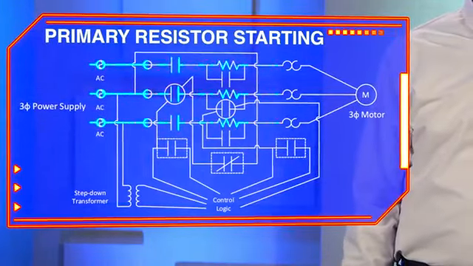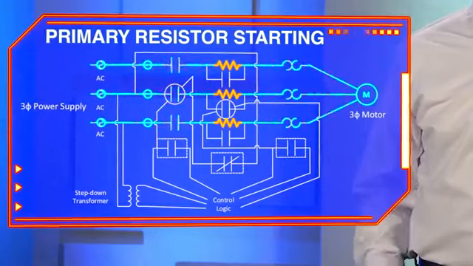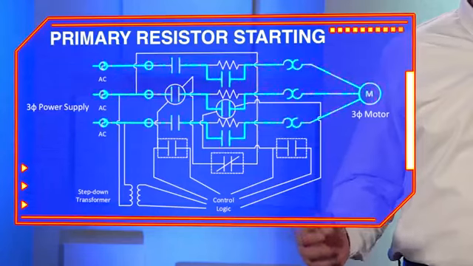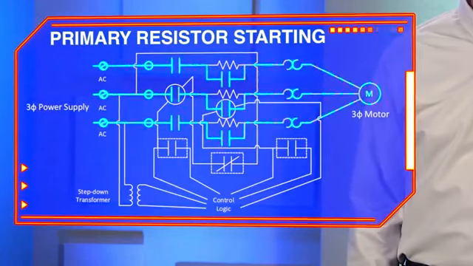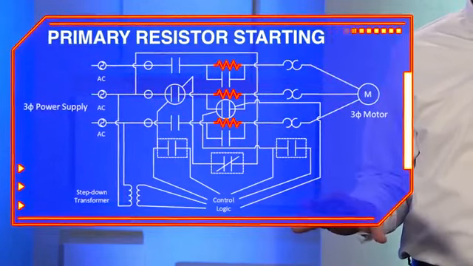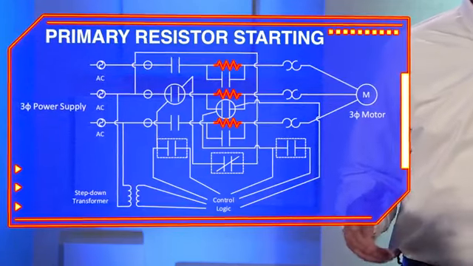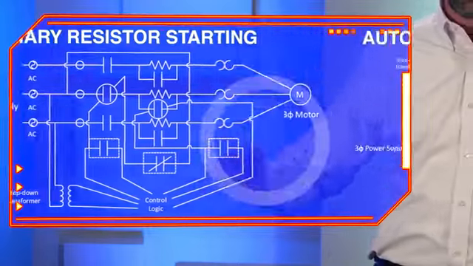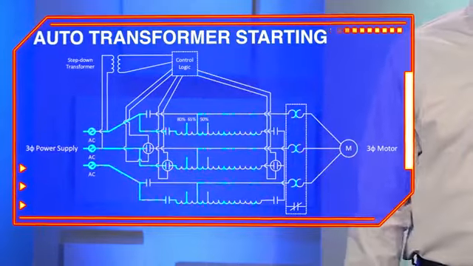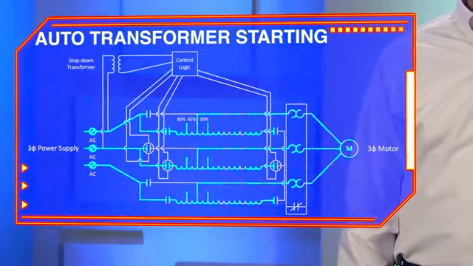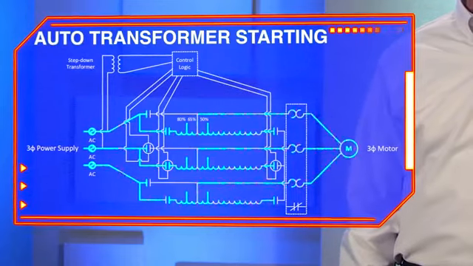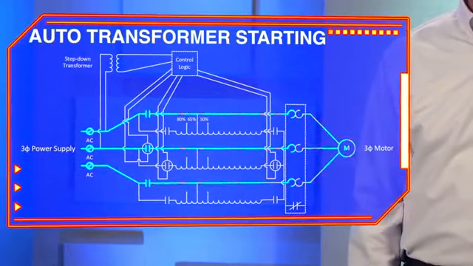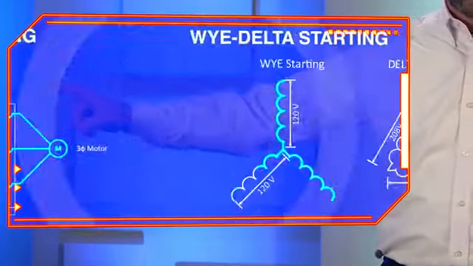Primary resistor starting uses resistors to reduce the voltage going to the motor. After a given time, the resistors are bypassed and full voltage is then applied to the motor. These resistors will get hot and have a limited duty cycle. In other words, a limited number of start-stops in a given period applies. With auto transformer starting, we are tapping the transformer at different points, resulting in a change in voltage. After the motor is started, the transformer is bypassed.